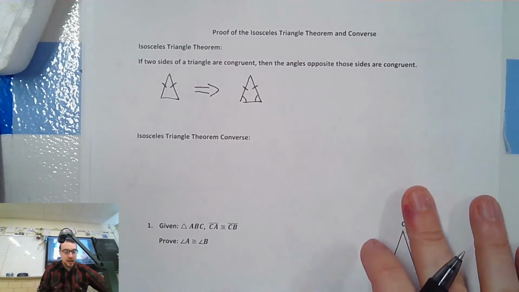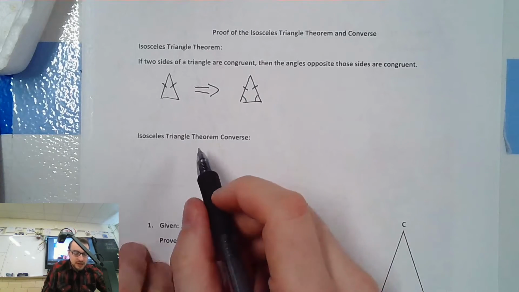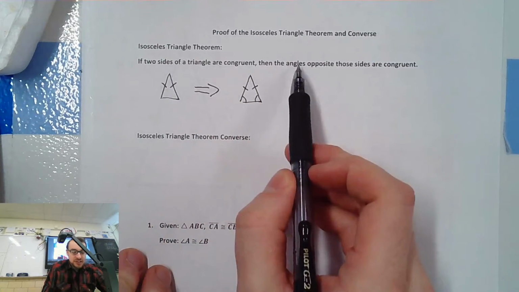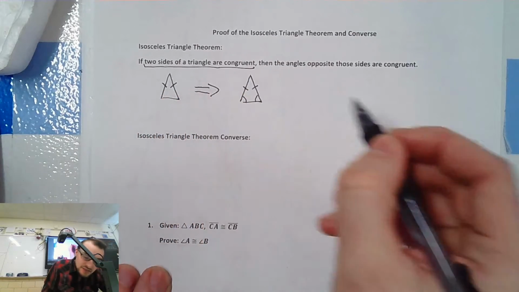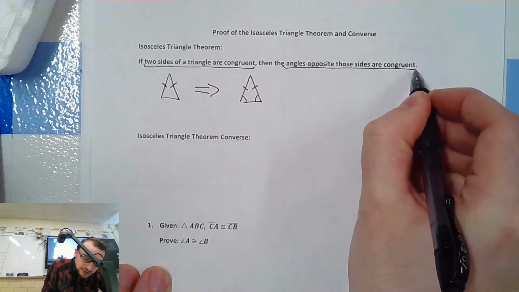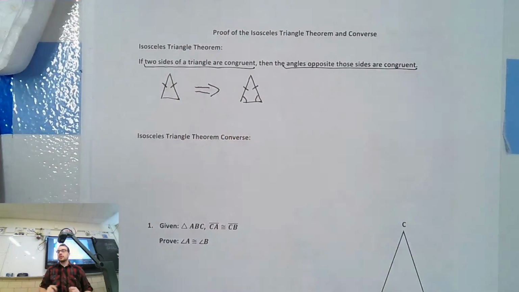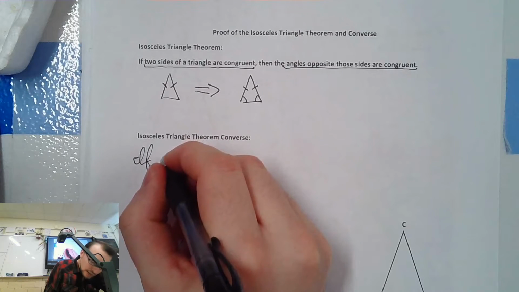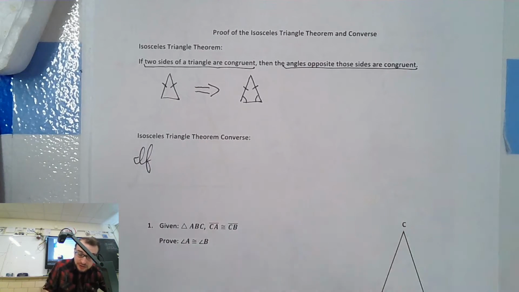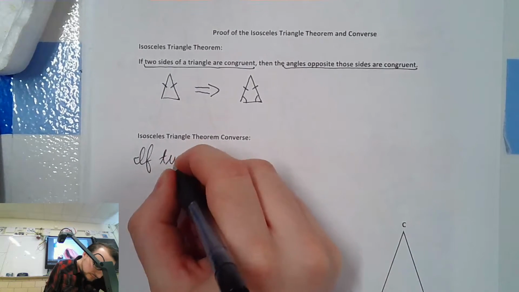So the isosceles triangle converse theorem is the opposite of this. So it says if two sides of a triangle are congruent, that's what we started with, then the angles are congruent. We're going to flip those two things. So we're going to start with if the angles opposite, if two angles are congruent, right?